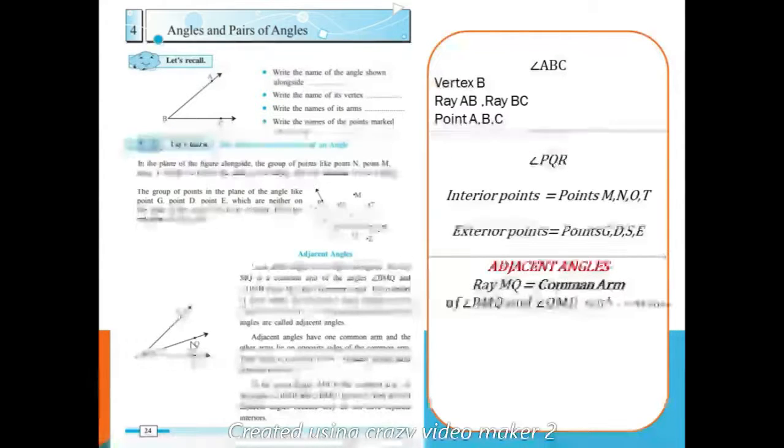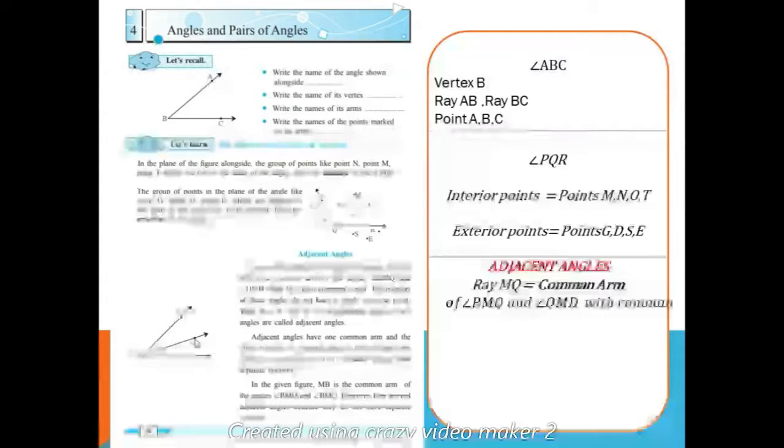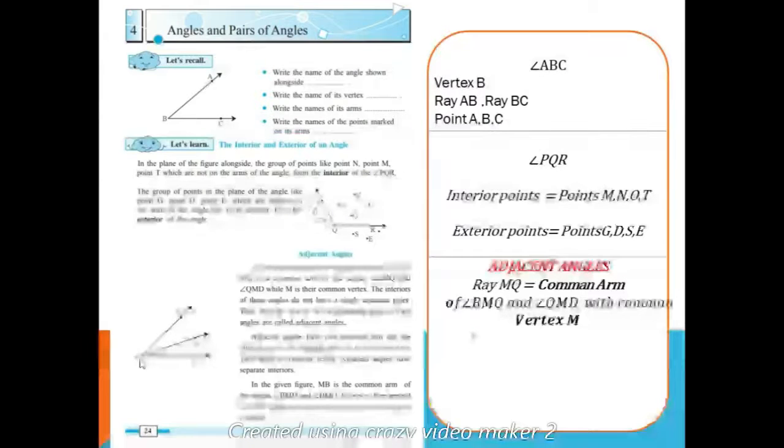Now angles BMQ and QMD, these two angles are formed because of the ray MQ, the common arm, and the interior point, that is Q, and they have a common vertex, that is M.